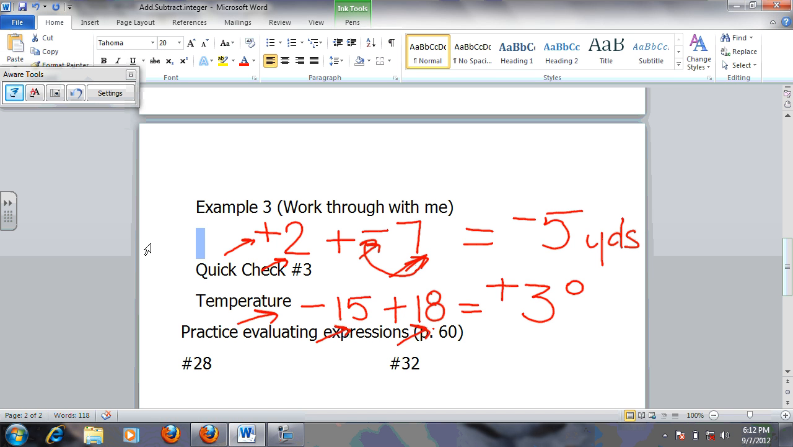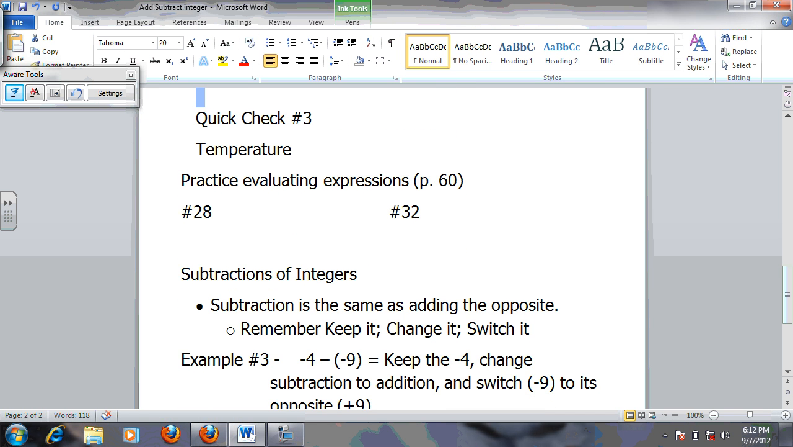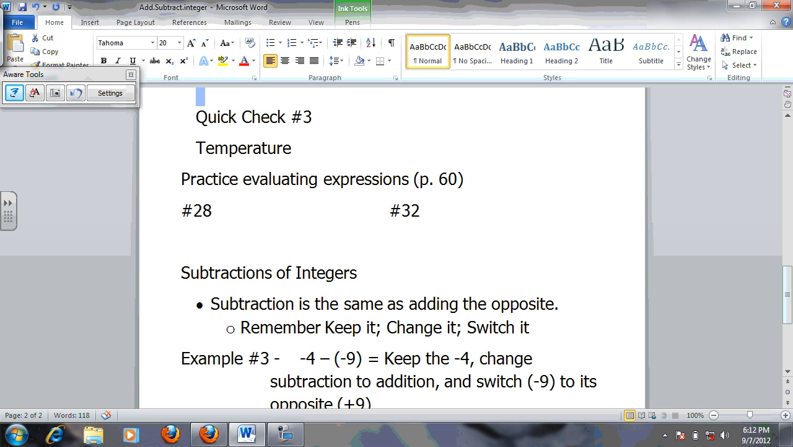That is a quick review of adding integers. The last thing we have to do is practice evaluating expressions. If you look at example 4, it will show you. Then I want you to try on page 60, number 28 and number 32. That's the end of the adding rational numbers video.